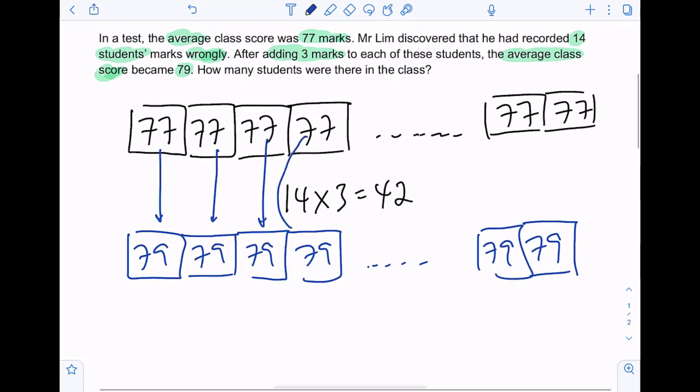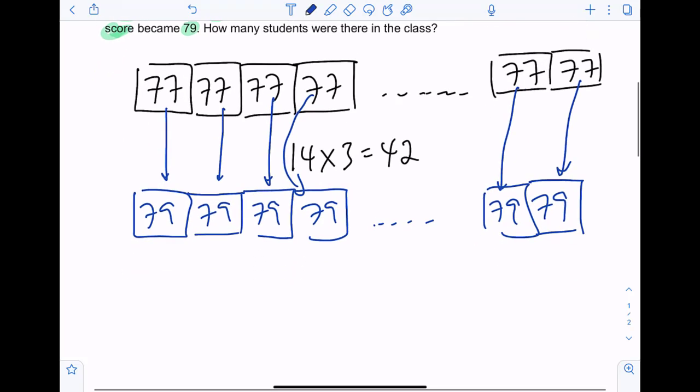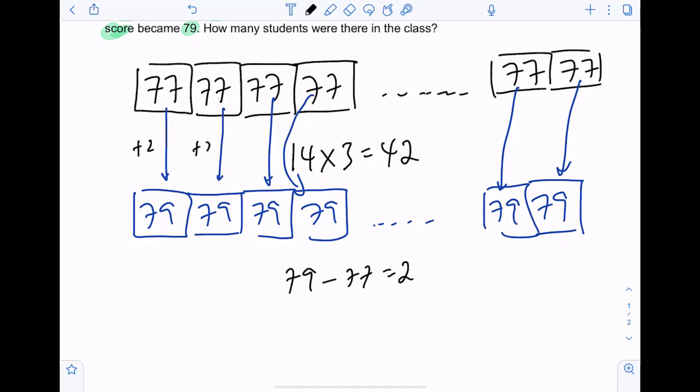All of the students went up by how many marks each? 79 minus 77. Each of them increased by 2 marks each. So everyone got +2, +2, +2, and so on. Why? Because he added a total of 42 more marks.